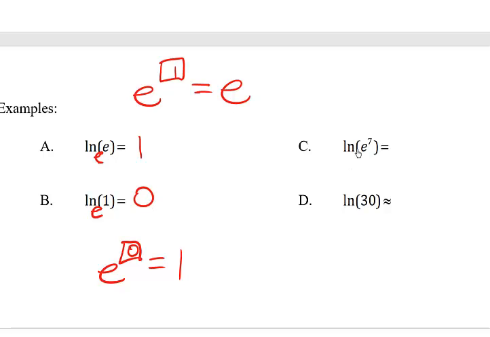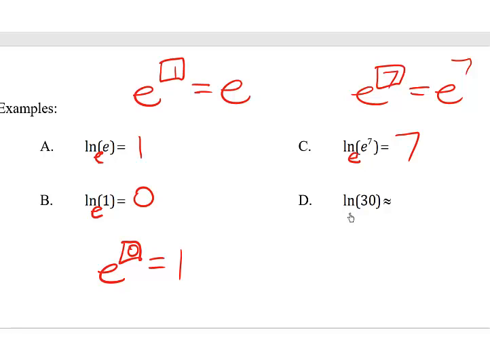Letter C, same idea. Let me write in the little base of e. This just says log base e of e to the 7th. In other words, what power would you have to put on top of an e in order to end up with e to the 7th? Well, I think if you write it like that, it's pretty obvious that the answer is a 7. 7 is the power you would have to put on top of an e in order to end up with e to the 7th.